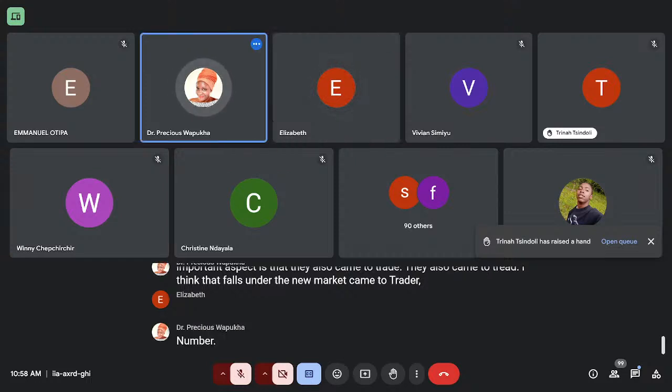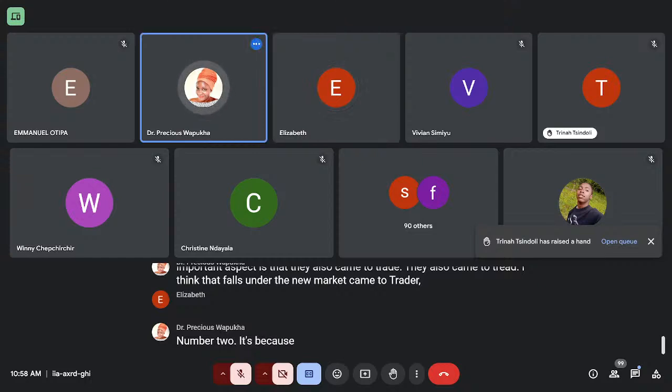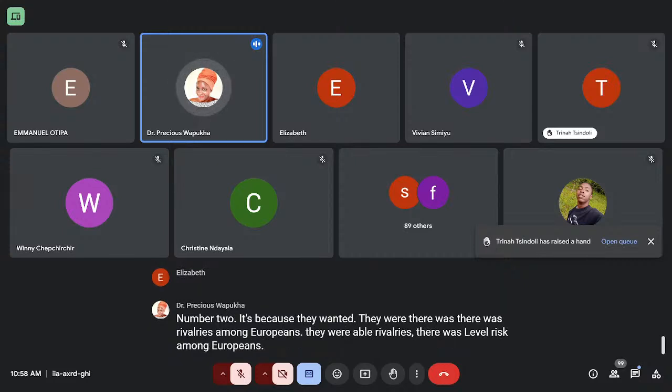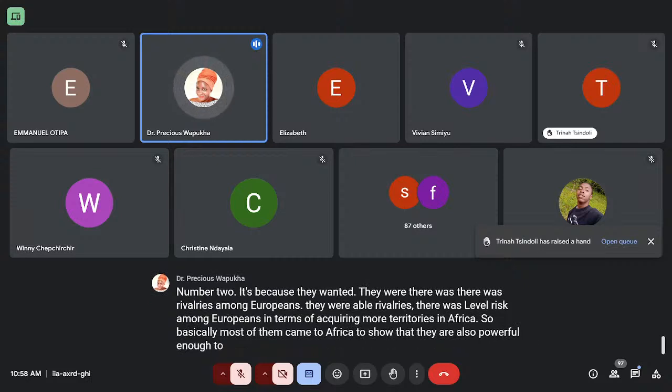Number two is because there were rivalries among Europeans in terms of acquiring more territories in Africa. So basically, most of them came to Africa to show that they are also powerful enough to acquire territories in Africa.